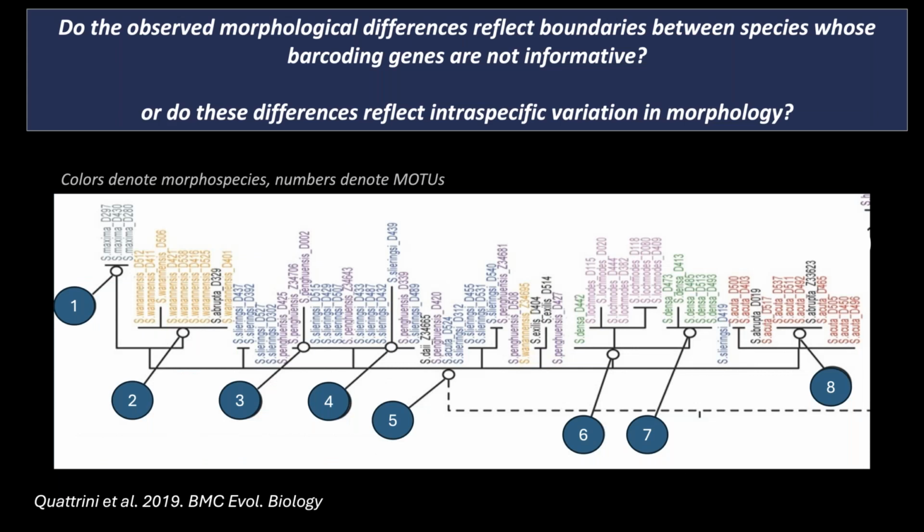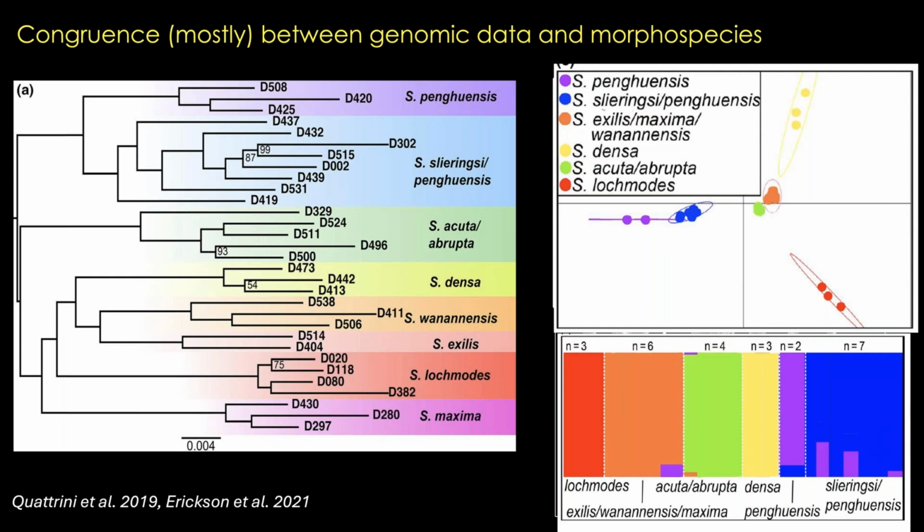So to get back at this question of whether these observed morphological differences that we see, whether they reflect boundaries between species or whether these differences reflect this intraspecific variation in morphology, we use both this RAD sequencing approach, but also this target capture approach. And here's the results from this target capture approach. So on the left is the phylogeny. It's highly supported. At the nodes where you see some bootstrap support values are those that were not 100. So the nodes that don't have any bootstrap support values is supported 100% of the time.